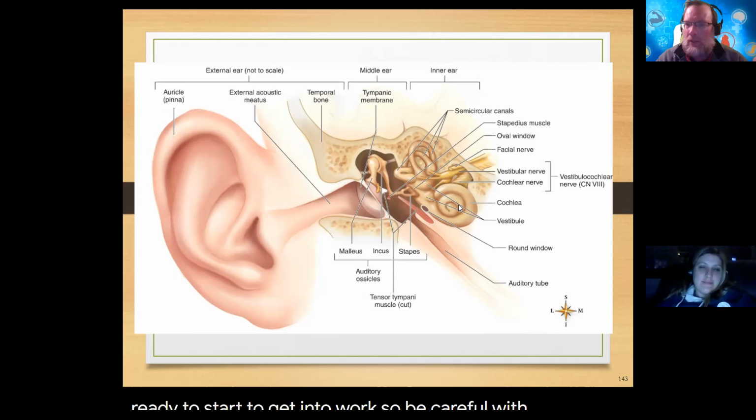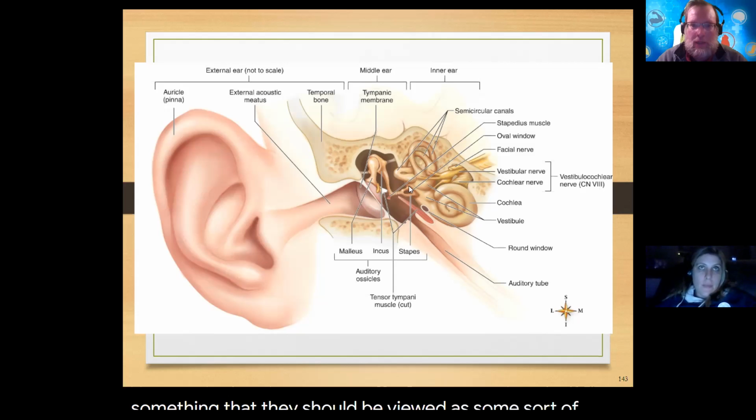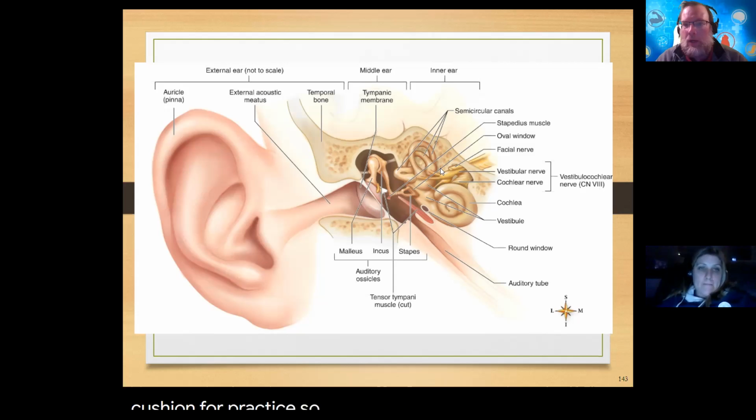You don't need to go under the knife all the time, and your kids certainly don't. But you don't want your kids to get accustomed to having doctors healing them. We say practicing their medicine on them. Your kids aren't guinea pigs for the establishment. They're not a game. It's not a sport. It's not something that they should be viewed as some sort of pincushion for practice. So anyway, we do have a couple of other items too, right?